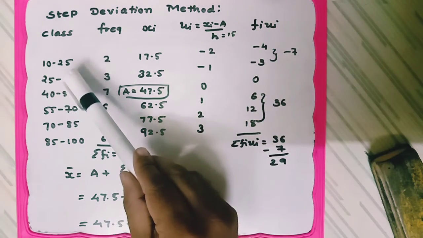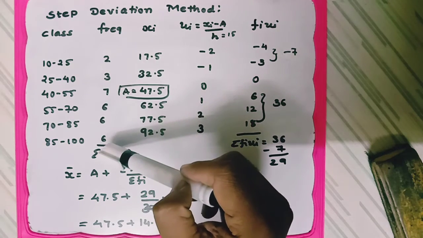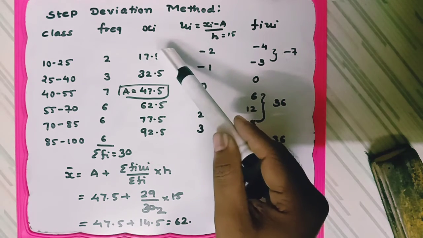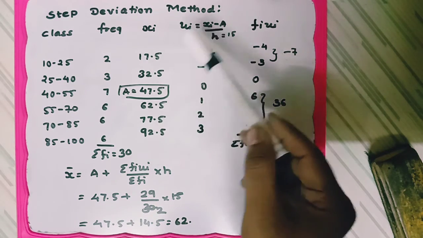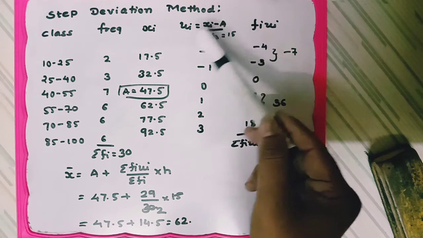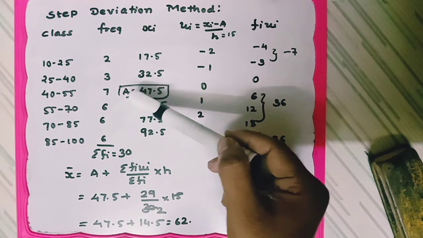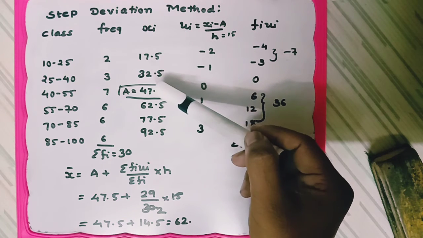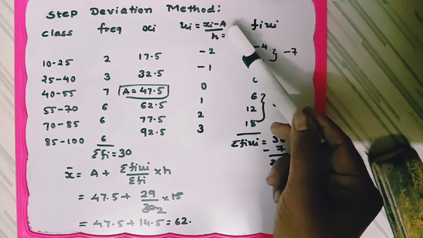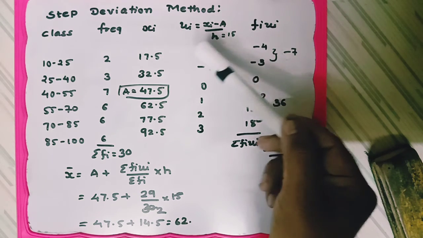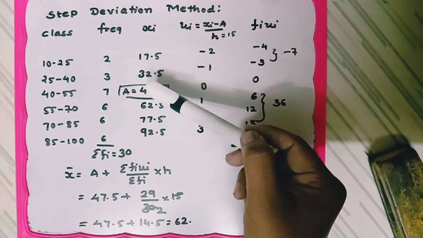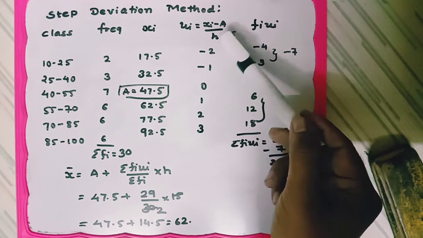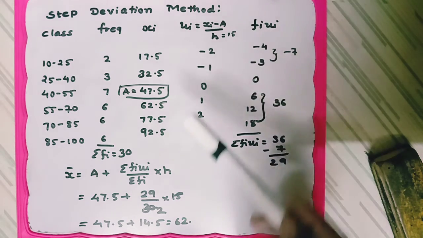So again here classes are given the same, frequencies are the same, central values are also the same, and so here ui is xi minus a over h. A I have taken 47.5, so 17.5 minus 47.5, it is minus 30, minus 30 divided by 15, it is minus 2. 32.5 minus 47.5, minus 15. Minus 15 divided by 15, it is minus 1.